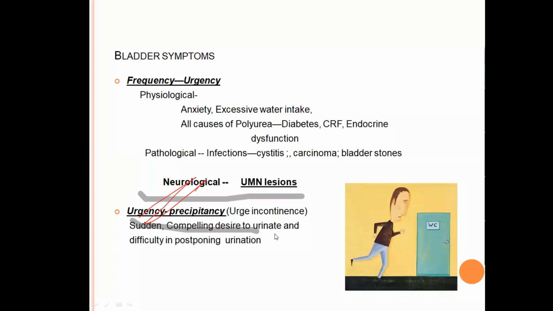Then after some time, the bladder contracts so forcibly that there is an urgent need to rush. If there is no washroom nearby, there may be incontinence also. So this incontinence is called urge incontinence. So with more lesion, frequency, urgency, and precipitancy, or urgency and urge incontinence.